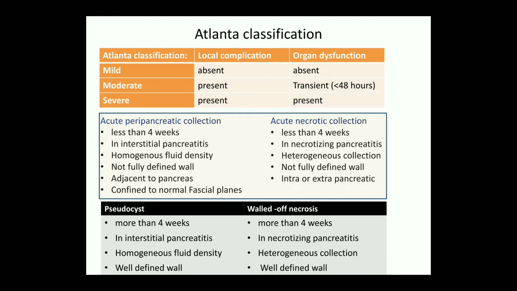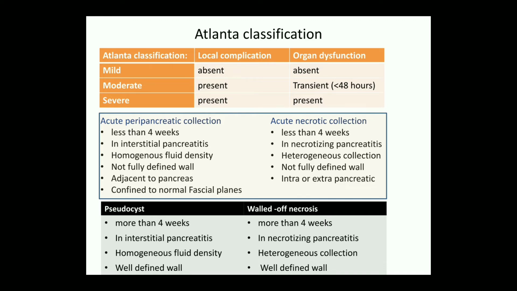So let's look into each of these. Acute peripancreatic collection: the word acute means less than 4 weeks, and there is no necrosis, so it will be homogeneous fluid density, and it will be adjacent to the pancreas, peripancreatic. In case of acute necrotic collection, acute means less than 4 weeks, the wall will not be fully defined, but necrotic means there will be a heterogeneous collection, and it can be either intra or extra pancreatic.